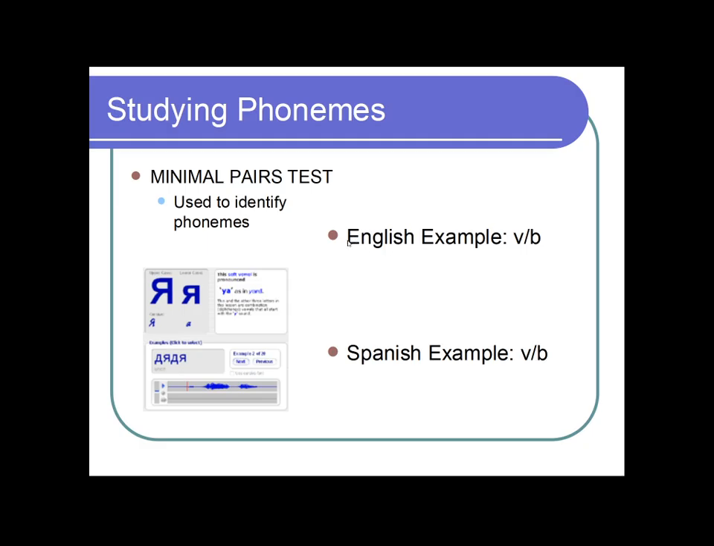For the purpose of this example, I should probably change this example a little bit too. I got the right sounds, but the words aren't necessarily familiar to everybody, so bear with me where that's concerned. But we're going to test the sounds V and B. Note I didn't say "vee" and "bee." Those are the names of the letters that represent those sounds in English. We just are talking about the sounds right now.